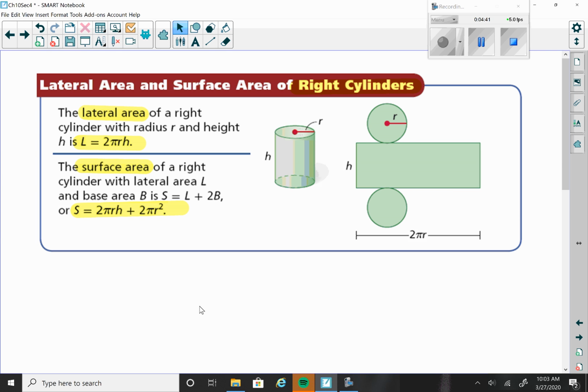So again, I want you to pause the video and go ahead and copy down these 2 formulas for cylinder. Pause it.